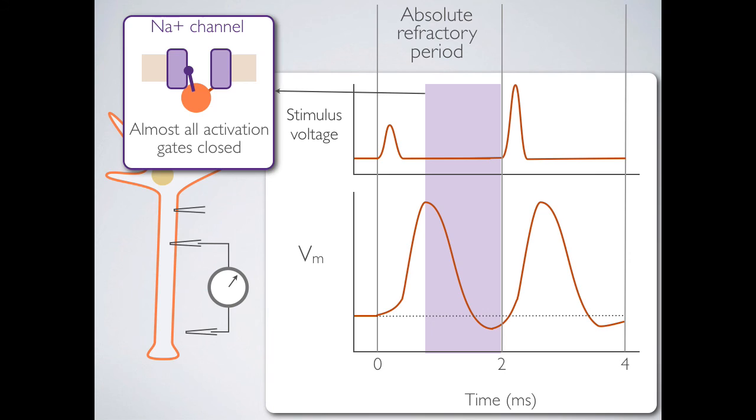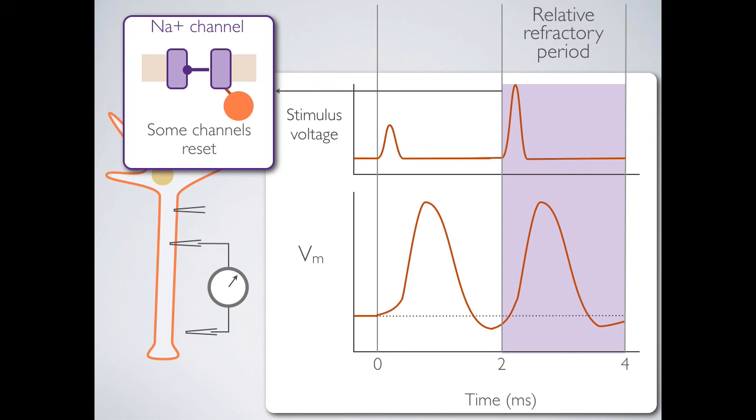All right. So the period of time from 0 to 2 milliseconds, when you can't create a second action potential, that's known as the absolute refractory period. Okay. So 2 to 4 is the relative refractory period. 0 to 2 is the absolute refractory period. And so our explanation is that almost all of the voltage-gated sodium channels are in this state. That is, the inactivation gates are closed. They're sort of out of commission, not capable of creating a depolarization. Whereas when we look at the relative refractory period, we at least have some voltage-gated channels that are reset and ready to go again.